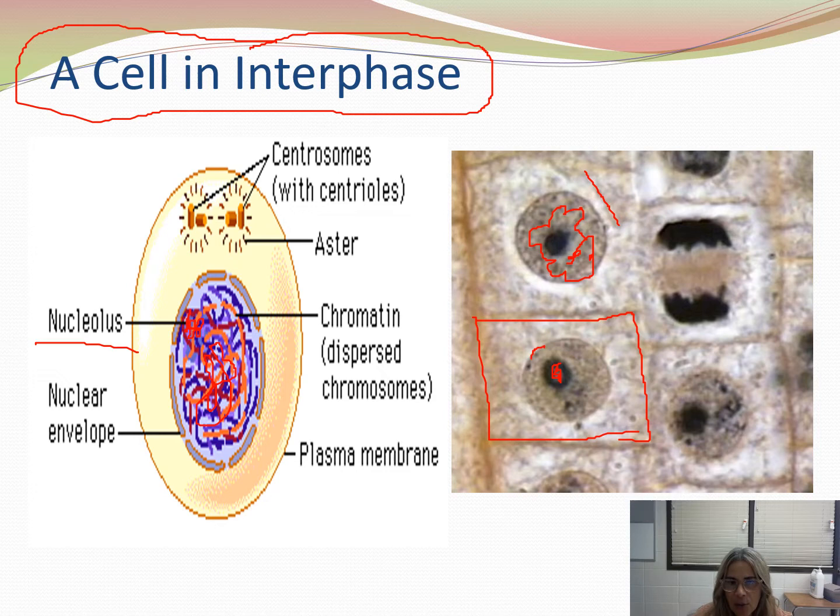So again, back to our micrograph here, this would be the nuclear membrane. And this would be a cell that we would consider to be in interphase because the nucleolus is very well defined, and you also have just this chromatin. You don't have any visible chromosomes that you can see doing anything at this point in time.